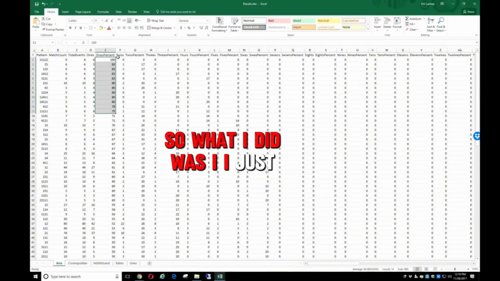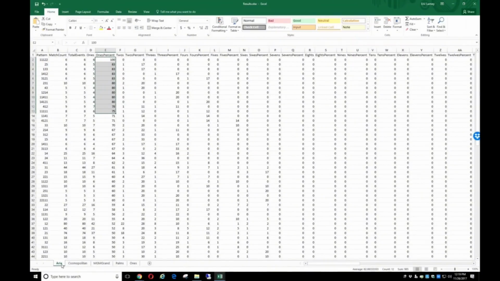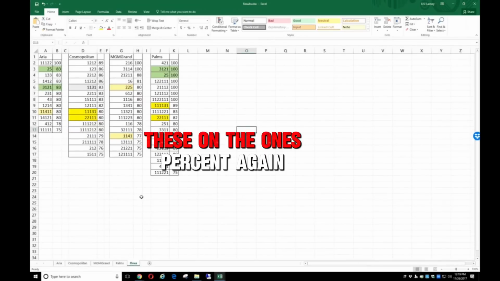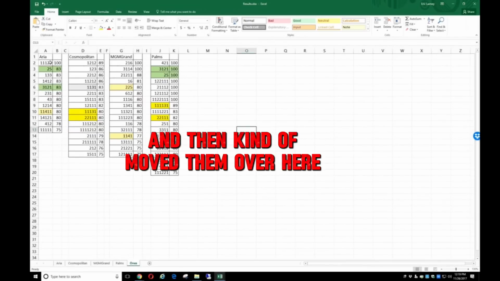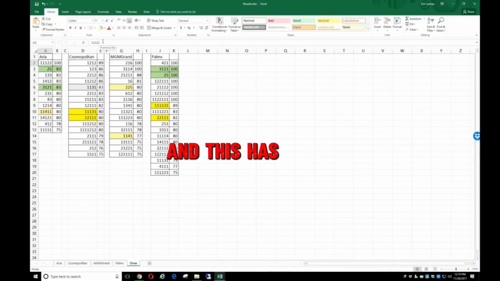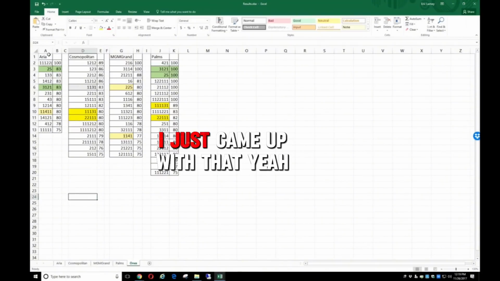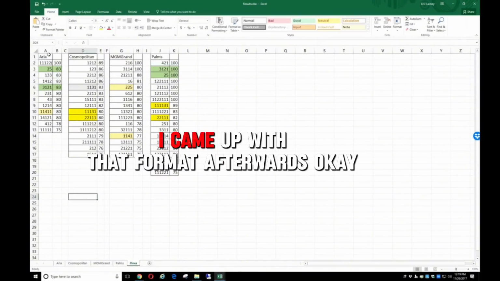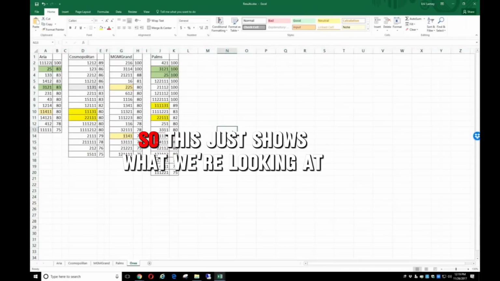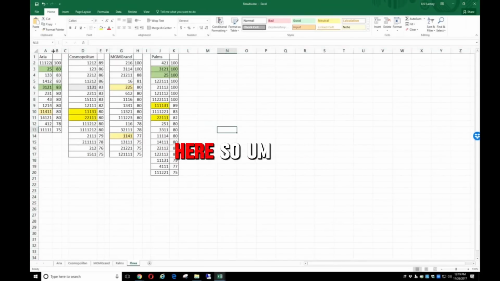So what I did was I just searched or sorted all of these on the 1% again, and then kind of moved them over here. So these are all the 1%, and each of these has the 1U on the end of it. I came up with that format afterwards. And so this just shows what we're looking at here.